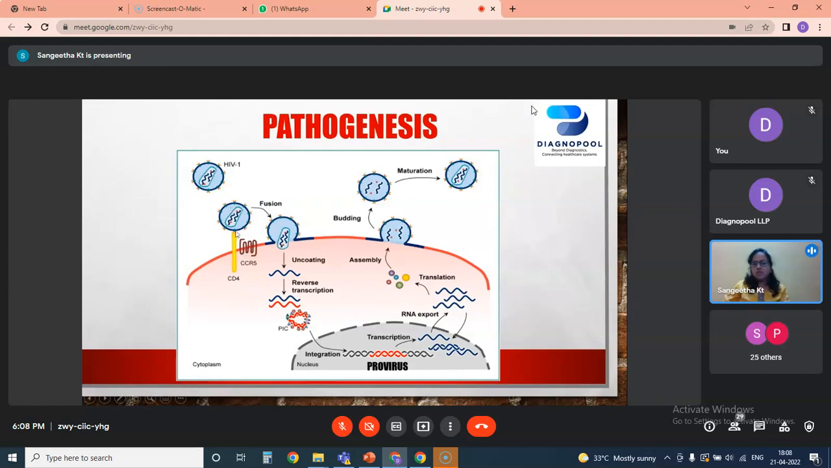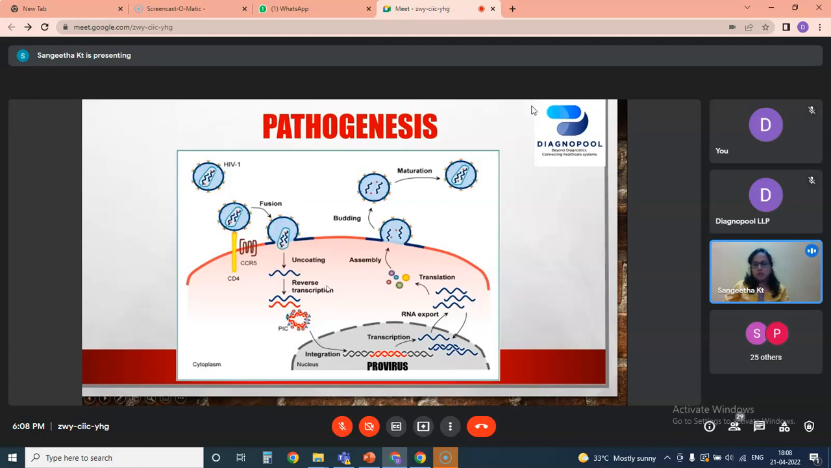So they bind with the GP120, they bind to the CD4 receptors. After binding, the GP41, a fusion protein, helps in fusing the virus to the cell membrane, and once it gets attached, it helps in uncoating of the virus, and you can see the RNA of the virus coming out. Uncoating is happening, the RNA has come out.